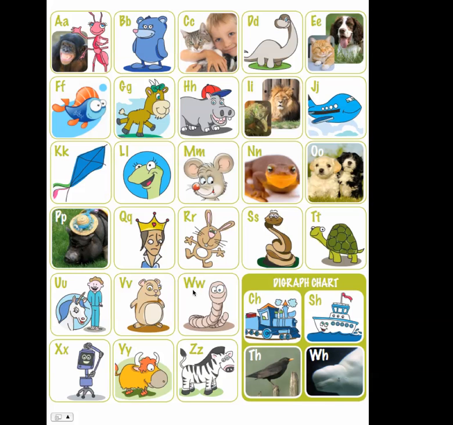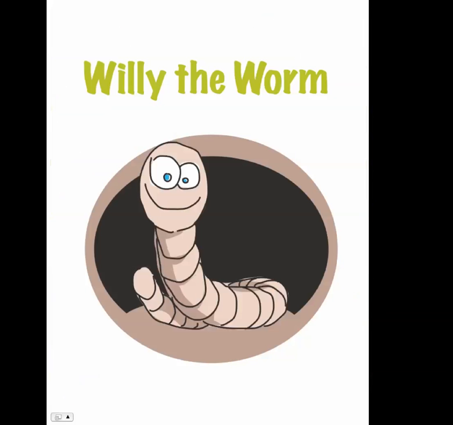What's the difference between a W and an M? In an M, the lines point down. In a W, the lines point up. Do you see the worm? That's right, we're going to read about Willy the Worm.